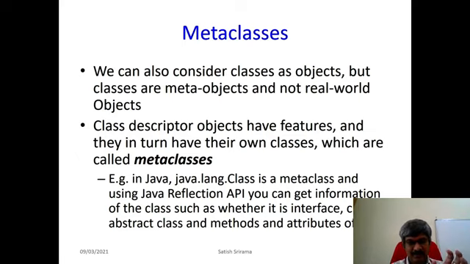Whether it is an actual class, what attributes it has, what methods it has, you can use all that information. Using this metaclass, you can even instantiate an object of that particular class. Basically, using this metaclass, you can get access to a particular class. It's meta information, and using that meta information, you can instantiate a class.